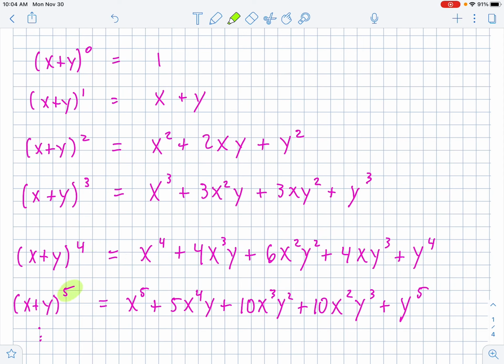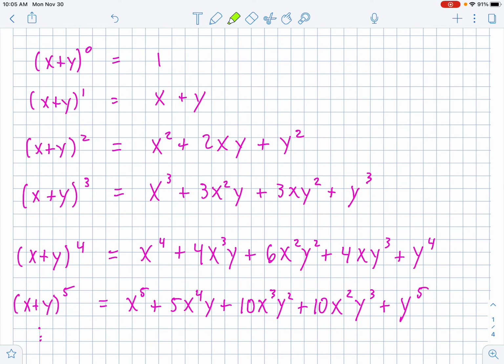Also, trust me that if you raised it to the fifth power and did a ton of algebra, you would get this: x to the fifth plus 5x to the fourth y plus 10x cubed y squared plus 10x squared y cubed plus y to the fifth.